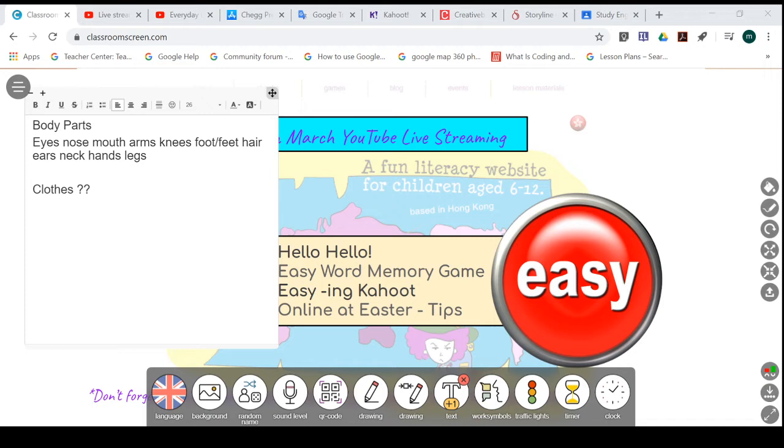1, 2, 3, 4, 5, 6, 7, 8, 9, 10, 11, 12, 13, 14, 15, 16. 16! Well, 17 if you say sweater as well as jumpers. 17. Oof. And Abigail is coming in with how many has she got there? 15! Well done. Ella! Oh, Ella's got a big list as well coming through.